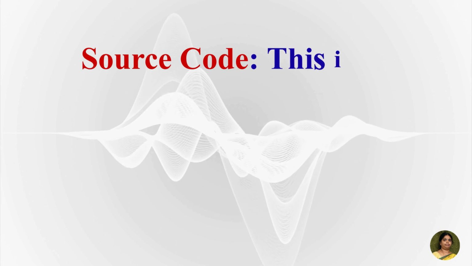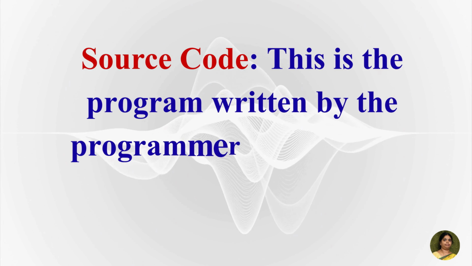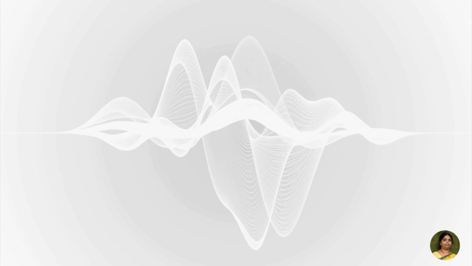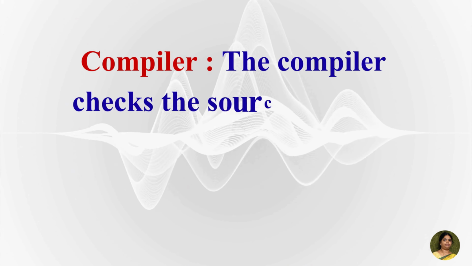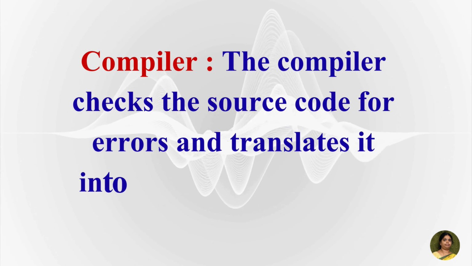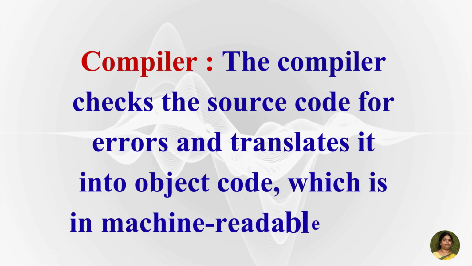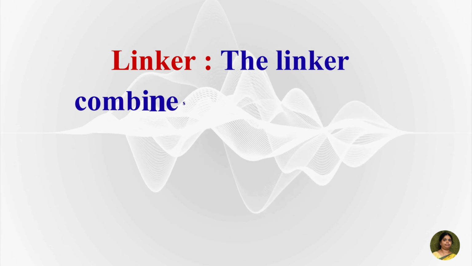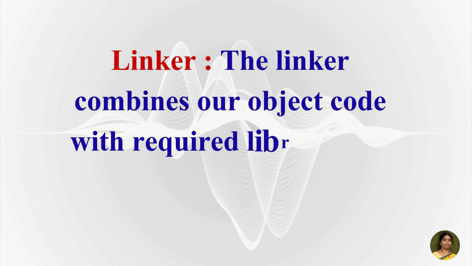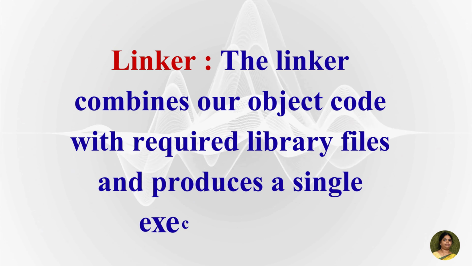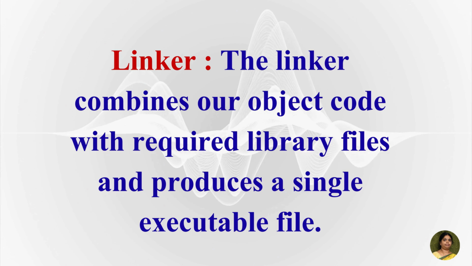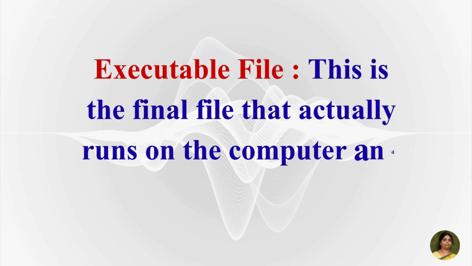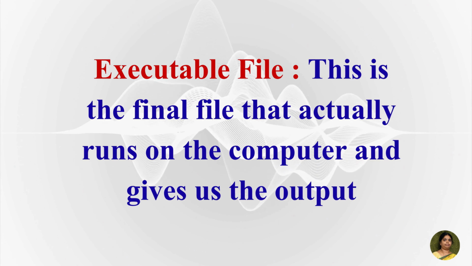What is source code? This is the program written by the programmer in a file with the extension .cpp. Compiler: the compiler checks the source code for errors and translates it into object code, which is in machine-readable form. What is a linker? The linker combines our object code with required library files and produces a single executable file. Executable file: it is the final file that actually runs on the computer and gives us the output.